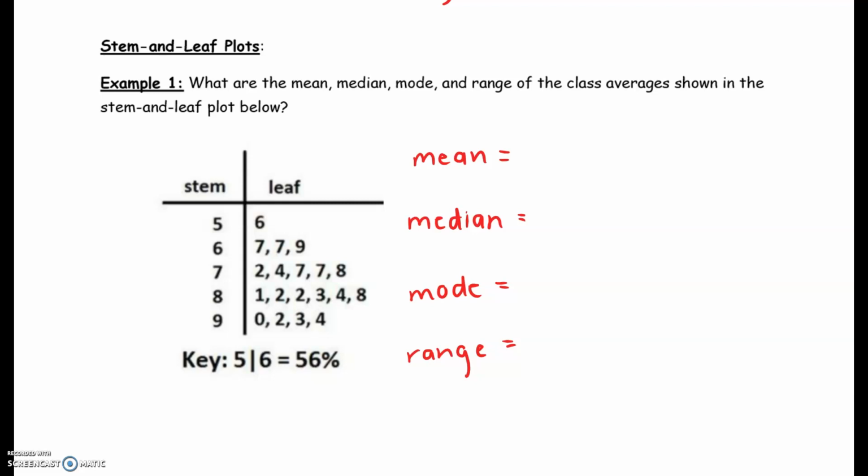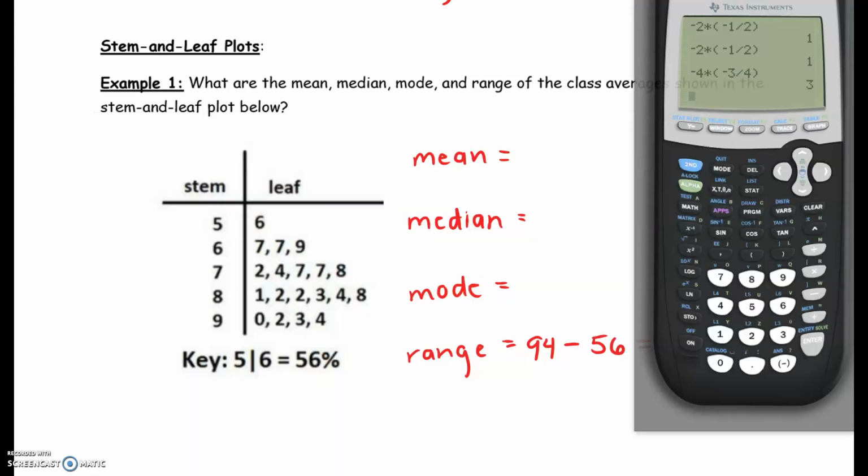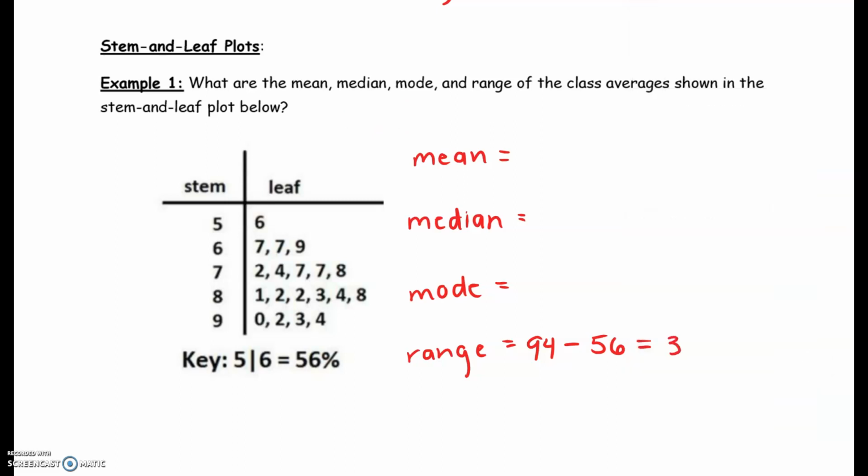In order to find the range, we would take the highest number, which in this case is 94, and subtract the lowest number from it, which in this case is 56. So if you need to use your calculator, you may want to get that open at this point, and we would subtract 94 and 56, and that would give us a range of 38 for this table of values.